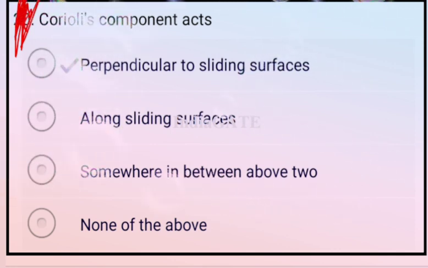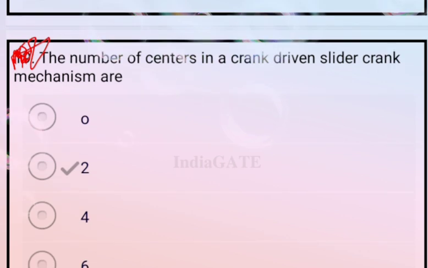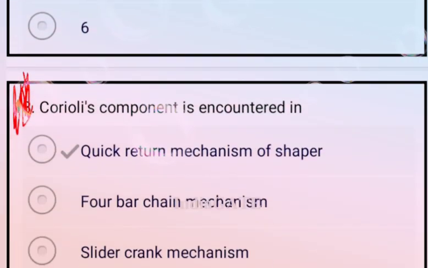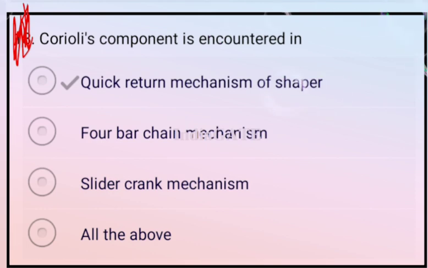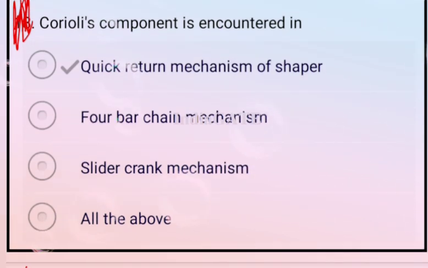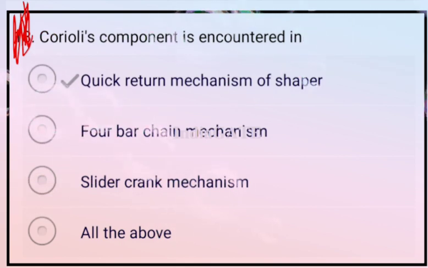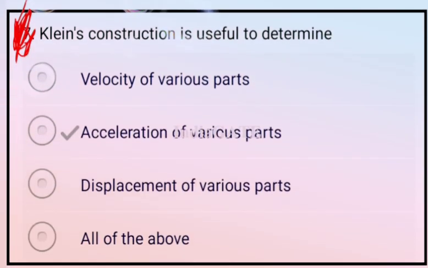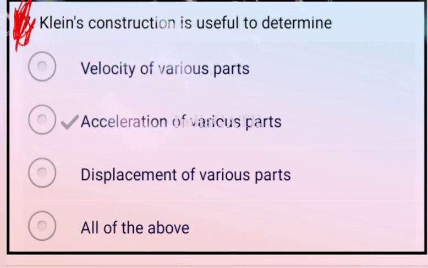Coriolis component acts, that is the component perpendicular to the slide surface. So option A is your correct answer. The number of centers in a crank driven slider crank mechanism are 2. So option B is your correct answer. Now Coriolis component is encountered in a quick return mechanism of shaper. So option A is your correct answer. Kelly's construction is used to determine acceleration of the various parts. So option B is your correct answer.